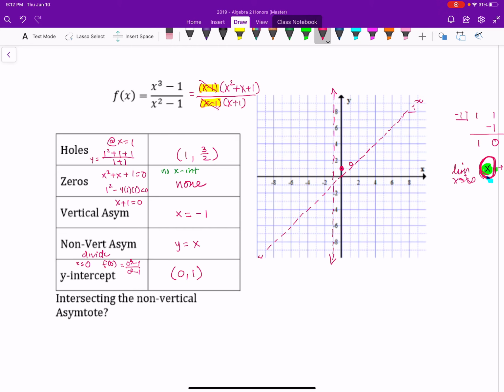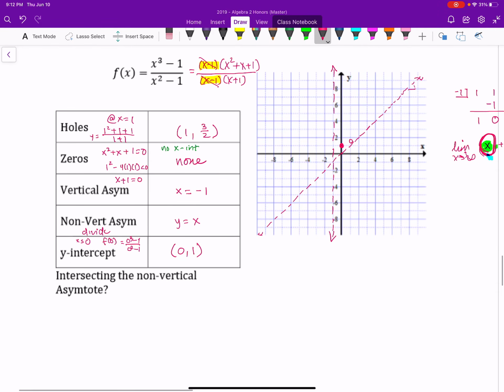There you go. And then the last question we're going to answer is, does the non-vertical asymptote intersect f of x? So we're basically taking f of x, which is equal to x cubed minus 1 over x squared minus 1. And in this case, you could use the reduced version or non-reduced. I think the non-reduced is the easiest. And y is equal to x, and solving this system.